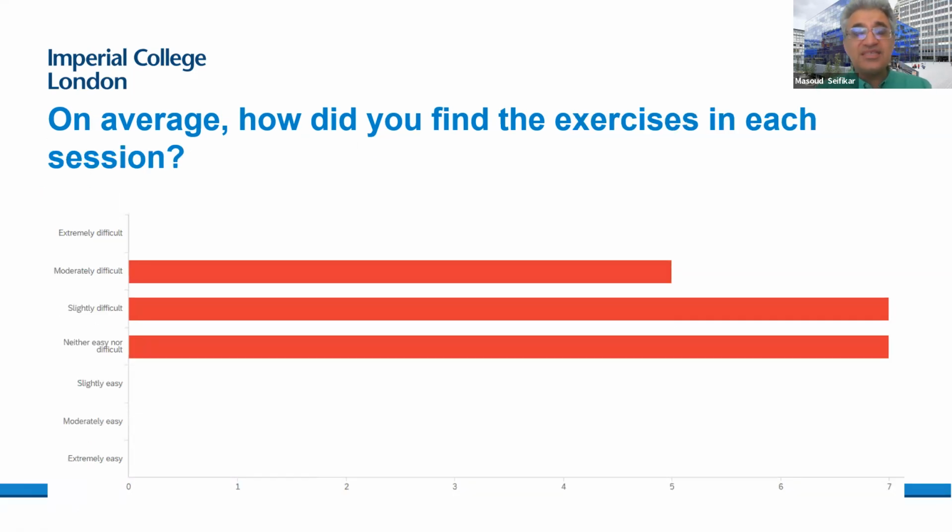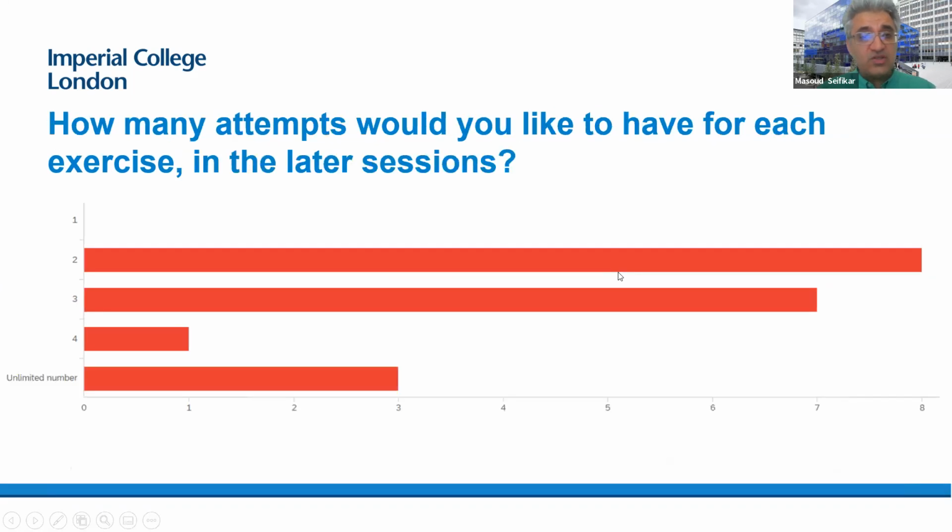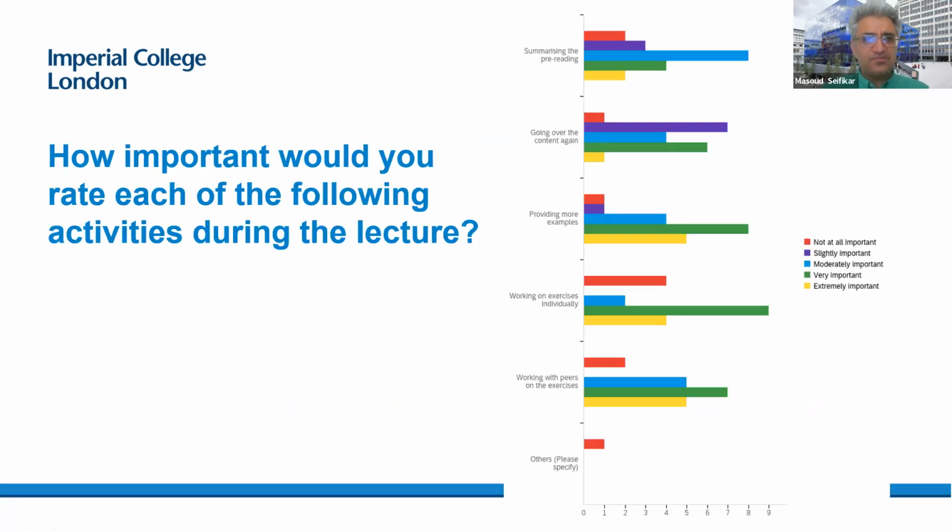And how did you find the exercises in each session? You see, this one people found more difficult, but no one said it was extremely difficult. On average, how many attempts did you submit for the exercises? It varies from 1 to 2, but the peak is around 2. And also, how many attempts would you like to have for each exercise? It seems, again, they want 2 to 3 chances at least for submission.